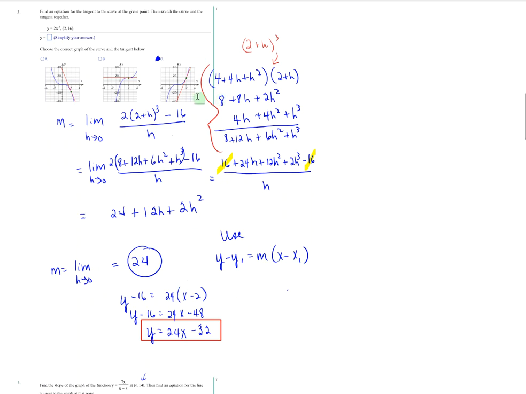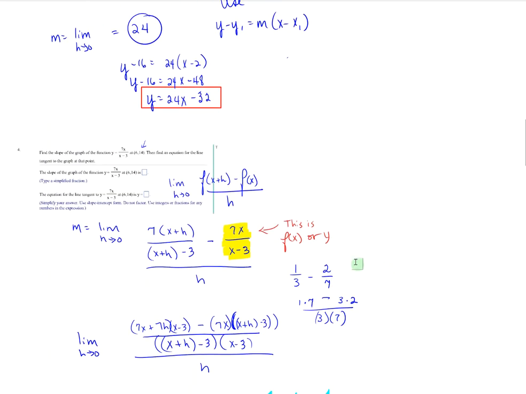And again, as we look, we want to be looking for a y-intercept of negative 32. We don't have that here. We don't have it here, but here on our red line, which is our tangent line, we're hitting right at negative 32. So that would help you get that one. All right, let's look at number 4.